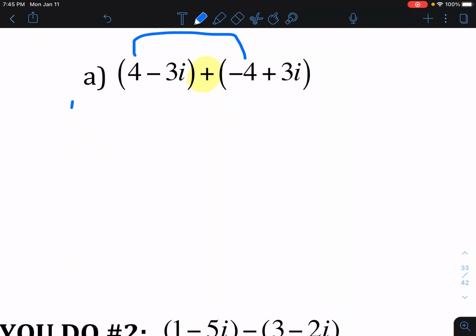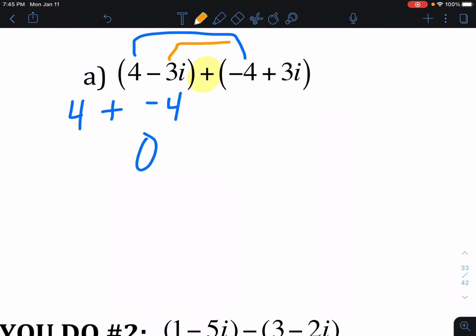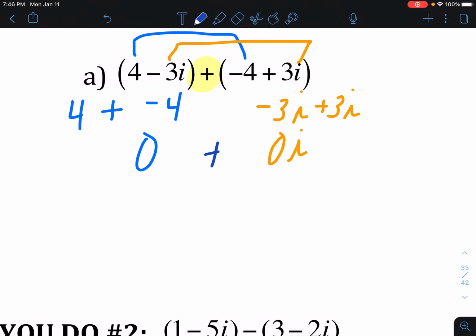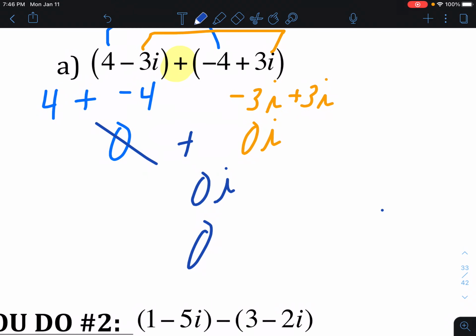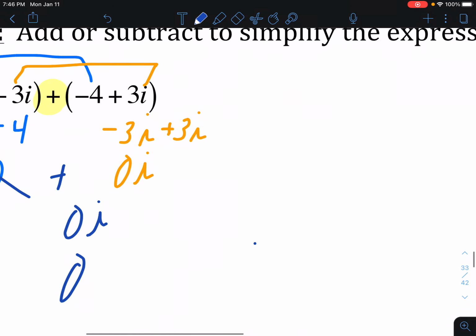So you would do 4 plus negative 4, which would be 0. And then you do the other like terms together, negative 3i plus 3i, which would be 0i. And then you would simplify from there. So 0 plus 0i, well, you can drop the 0. And then 0 times i would just be 0. It's just like saying 0x is 0. Not really the best example to start off with when we're learning how to add and subtract. But remember, sometimes things can't cancel out when you're adding and subtracting.